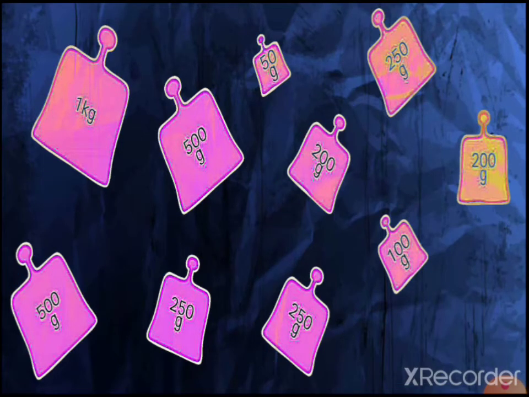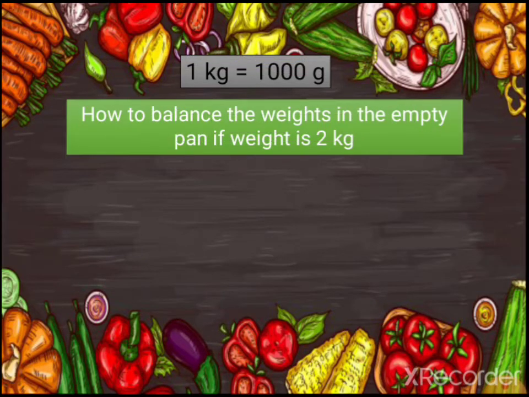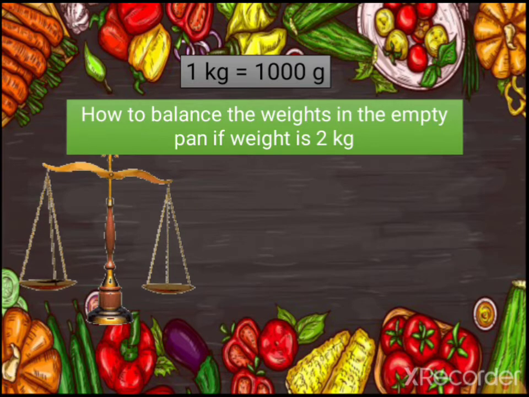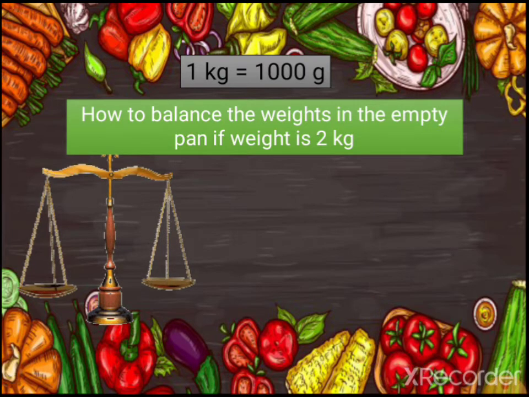From this, what you have to make? You have to balance the weighing scale. Let's see. Now here 1 kg is equal to 1000 gram. How to balance the weights in the empty pan if the weight is 2 kg? Now here imagine your weight is 2 kg. How will we maintain it? Let's see.